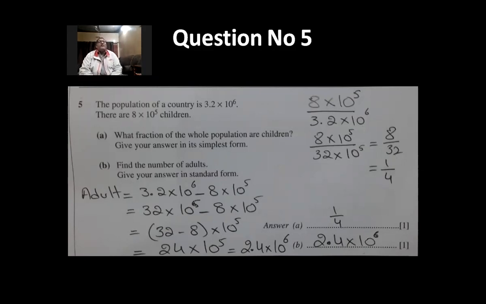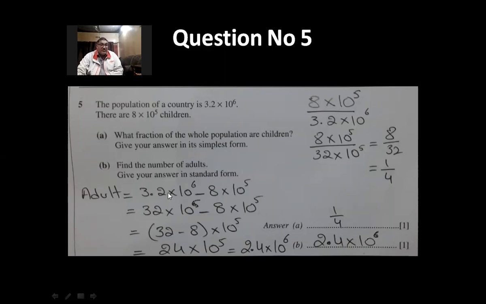Question number 5B. It says find the number of adults. Give your answer in standard form. We know the total population, and we know the population of the children. So from the total population, subtract the population of the children, and you will get the population of the adults. Here you can see I have written 3.2 x 10^6 minus 8 x 10^5. So I will move one decimal on this number, so it will become 32.